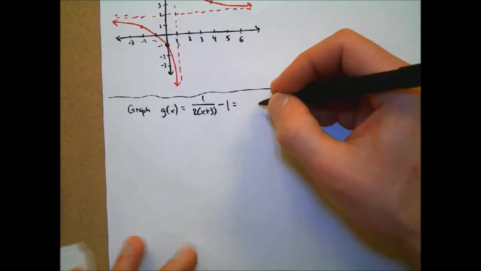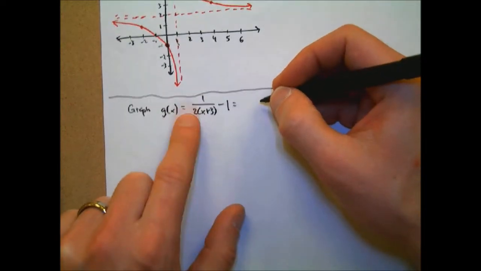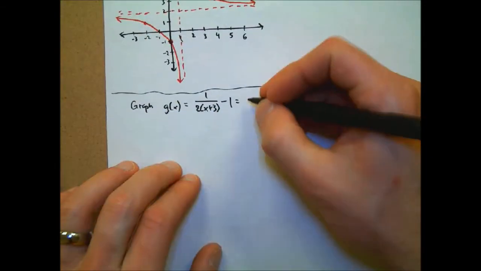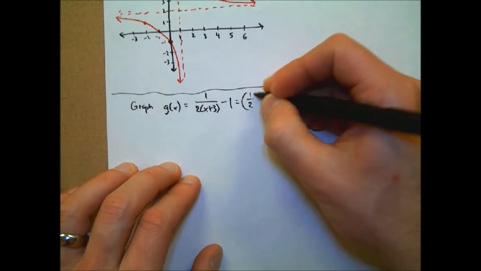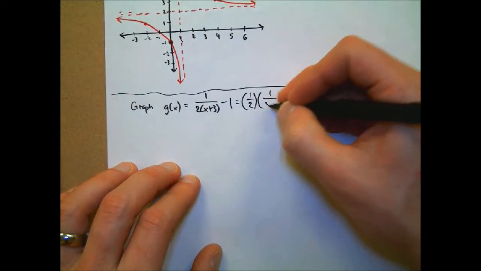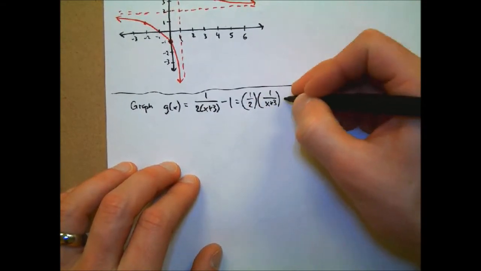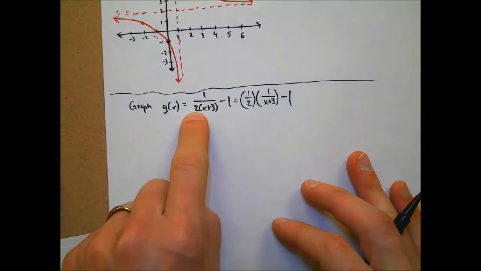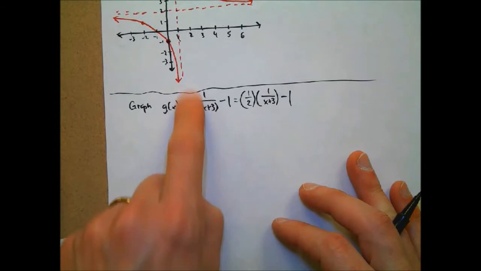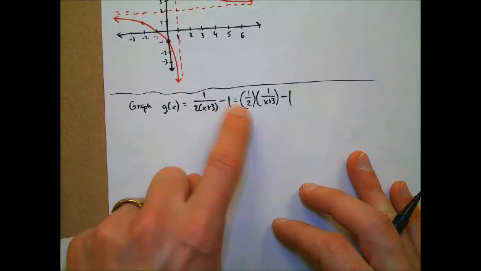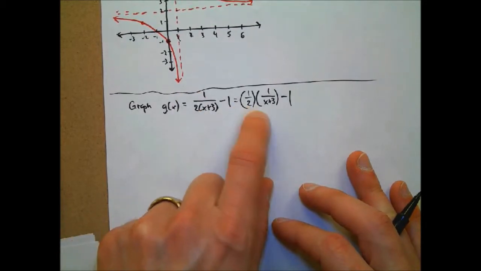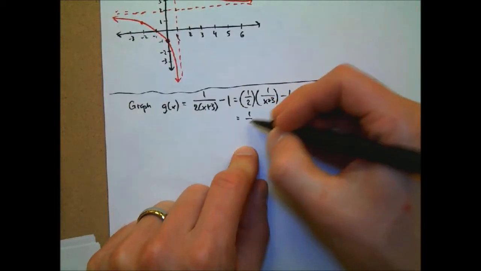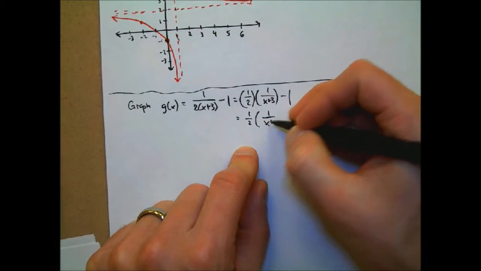Here's how we're going to do that. Since it's 2 times that, I'm going to pull out a 1/2, because that 2 is in the denominator. So it's not just 2 that I'm going to pull out. It's really a 1/2. And so this is equivalent to 1/2 parentheses 1 over x plus 3 minus 1.